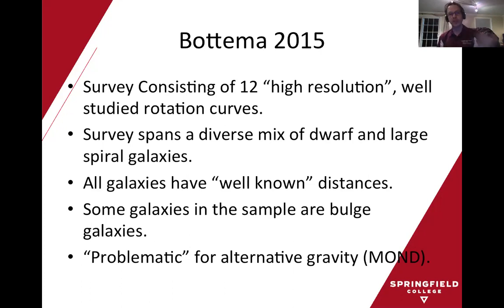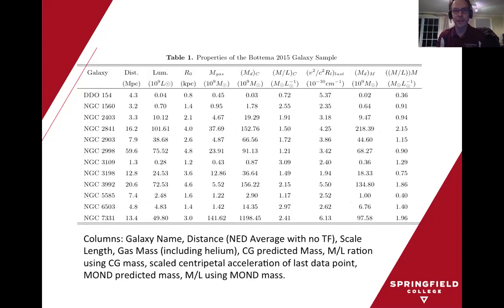Some of these have bulges and some don't, but more importantly, these two papers, or these two surveys, when they were originally written in 2015 and 2013, were said to be problematic for the alternative theory of MOND. As the literature goes, if a sample of galaxies is problematic for one alternative theory, then it must be problematic for all the rest. Hence why we're interested in this survey in particular.